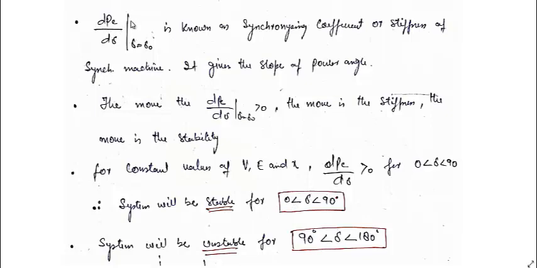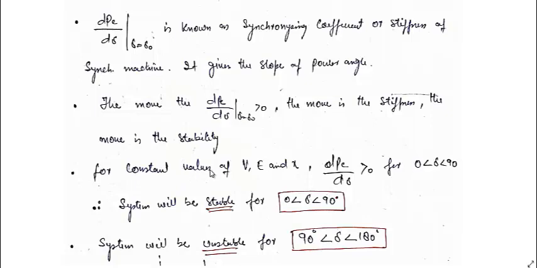This delta P by delta delta at delta equal to delta naught is known as the synchronizing coefficient or stiffness of the synchronous machine. It gives us the slope of the power angle curve. That we know, because differentiation of any curve with respect to the independent variable will always give the slope. This is also known as the synchronizing coefficient or stiffness. The more the value of this, the more is the stiffness of the synchronous machine, and the more is the stability. If the value of this delta P by delta delta, which is greater than 0, is more positive, the more the stiffness, the more is the stability.